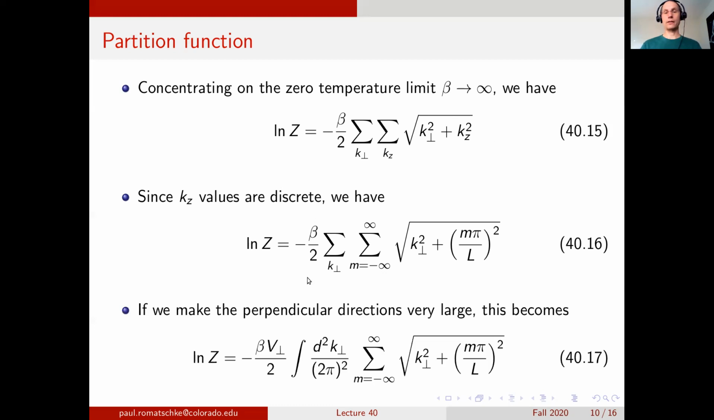Using now the fact that the extent of the plates can be taken to be large in the transverse direction, we replace the sum over the transverse wave vectors by a continuous integral. So we get the integral over k perp times the transverse volume. So this is the area of the plates, written as V perp.